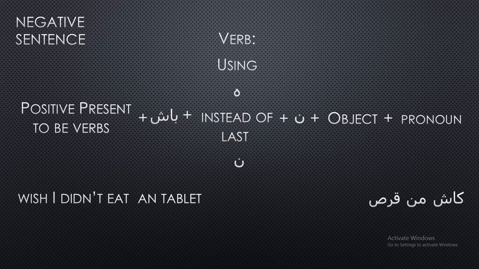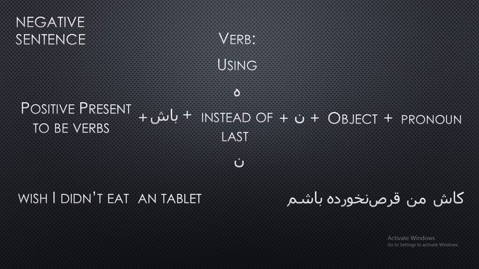But we are talking about a negative sentence, so we should use ne before our verb. After that, bash, and after that, adding the positive present to be verb, which should be proper for our pronoun. As I said to you in the pronoun in to be verbs lesson, am is the proper to be verb for man, so we add am to باش. So we have باشم. کاش من قرص نخورده باشم. Wish I didn't eat a tablet.